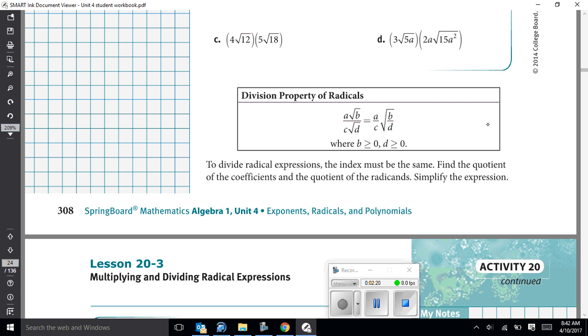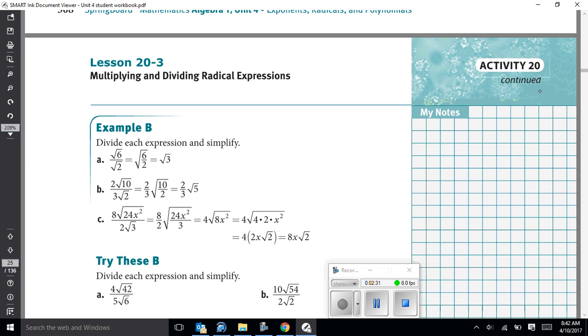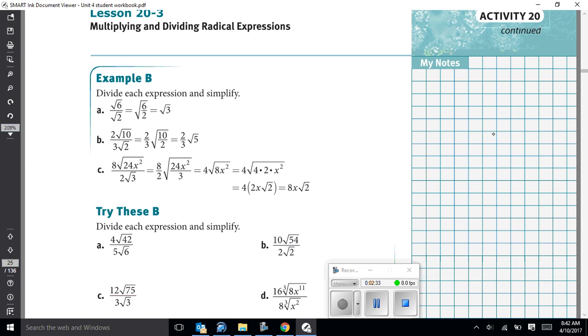All right, so the little thing here: to divide radical expressions, the index must be the same. Find the quotient of the coefficients and the quotient of the radicands. Simplify the expression. So looking at example B, we want to divide each expression and simplify.